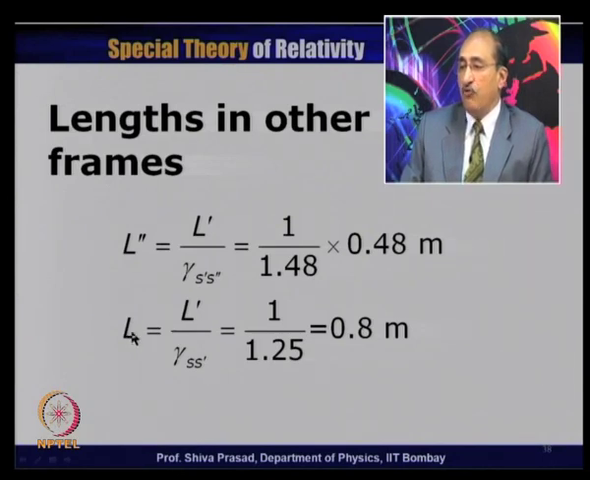Similarly, if I have to go from L prime to L, then I have to use gamma S S prime. This is 1.25. So, this becomes 1 divided by 1.25, which is 0.8 meters. So, I know the length in the S frame as well as in the S double prime frame. So, let us use this particular length first in the S double prime frame of reference, which is comparatively simple.